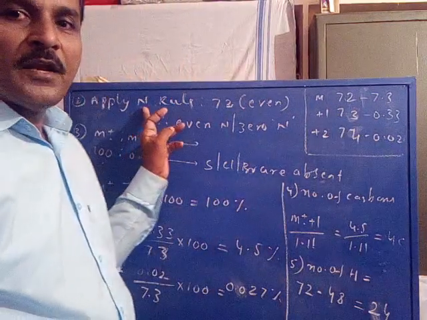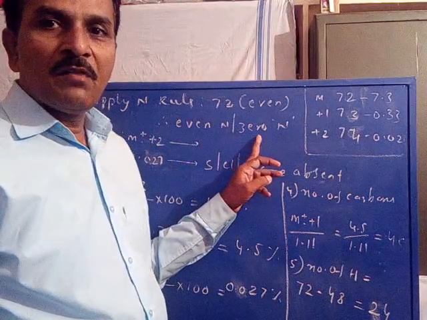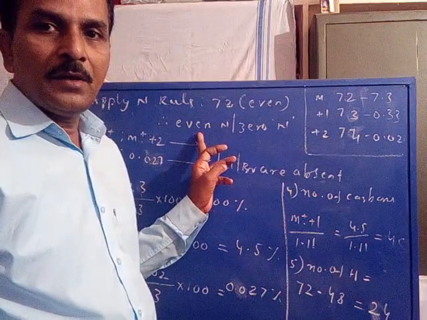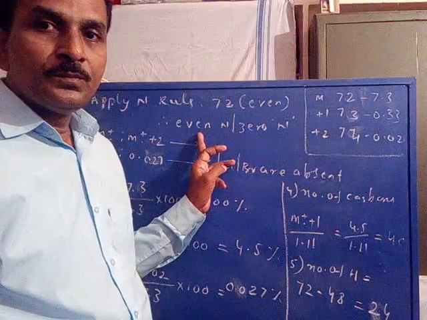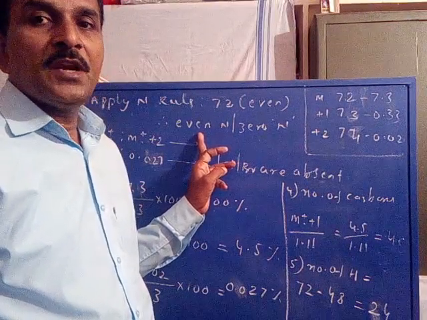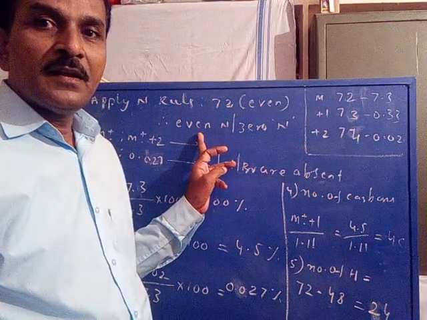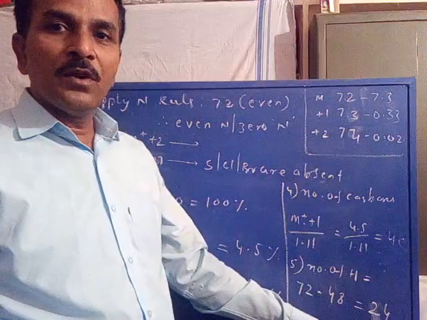Now according to the nitrogen rule, there may be an even number of nitrogen or 0 nitrogen. If we consider an even number of nitrogen, the minimum even number will be 2. If we accommodate 2 nitrogen, each nitrogen mass will be 14, so the 2 nitrogen mass becomes 28. So, it is not possible. We have leftover mass of only 24.